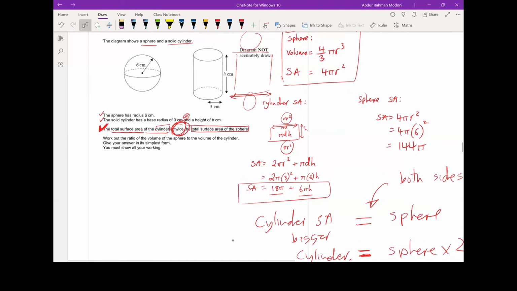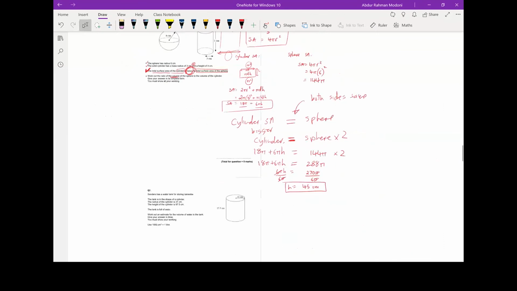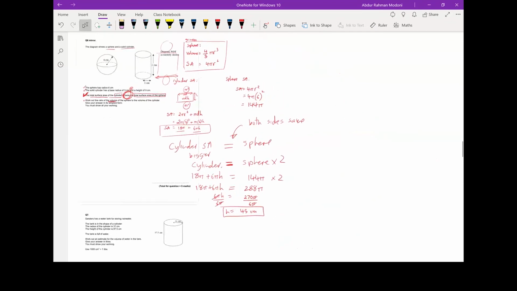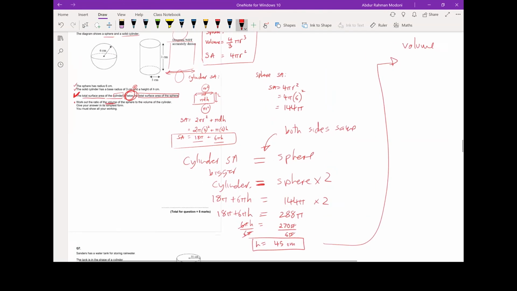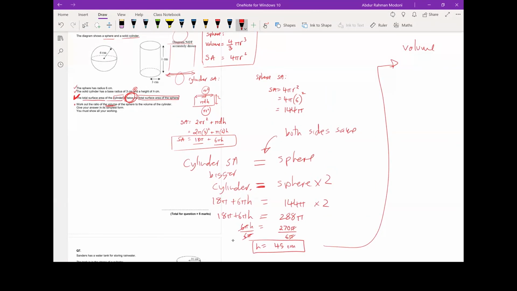Work out the ratio of the volume. So it's mentioned the word volume here, of the sphere to the volume of the cylinder. This basically means I need to now go and work out the volume. So I'm going to just go and do my working out here on the side. I'm going to work out the volume of my cylinder and volume of my sphere. I'll do it in the same order they said. Work out the ratio of the volume of the sphere.